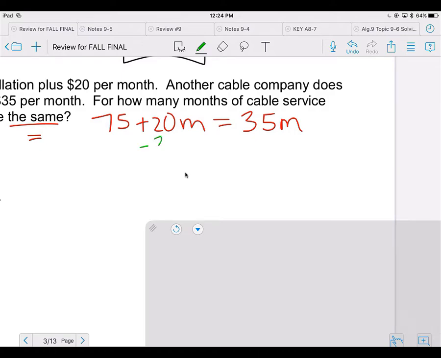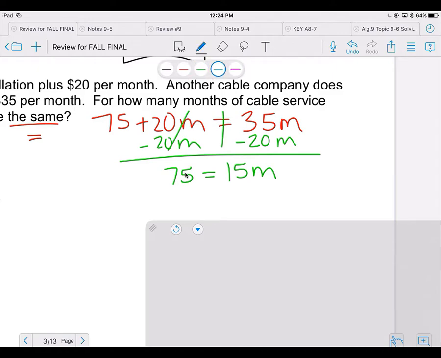In order to solve, I'm going to move my m's to be on the same side, so I'm going to subtract 20m from both sides. So I have 75 equals 15m. I will divide by 15 to get that m equals 5.